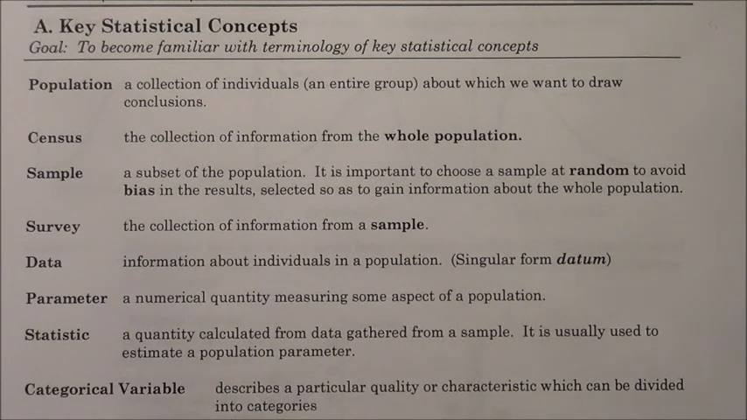So anytime you want to collect the information, you're actually doing a survey. The data is the information that you collect in the survey. Data is plural, and datum is the singular form. Parameter is the numerical quantity measuring some aspect of the population. So anything you're trying to measure or find information on, that's the parameter. And then the statistic is the quantity calculated from the data gathered from a sample. It's usually used to estimate a population parameter.